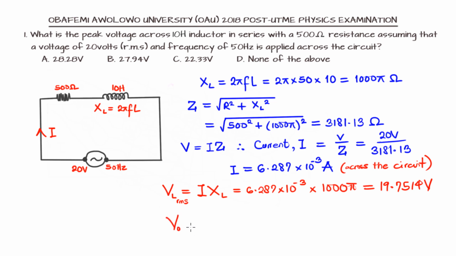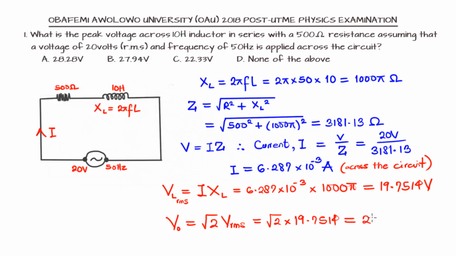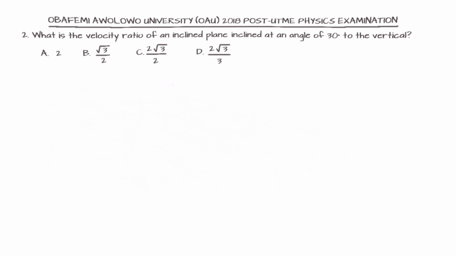So the formula relating the peak voltage to the root mean square voltage is peak voltage is equal to root 2 multiplied by VRMS. So in this case, we have root 2 multiplied by 19.7514 volts. If you evaluate that, root 2 times 19.7514 is 27.9327 volts. And that is the peak voltage across the 10 Henry inductor. And so our correct answer is option B.